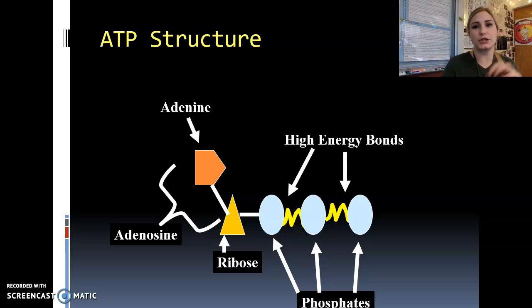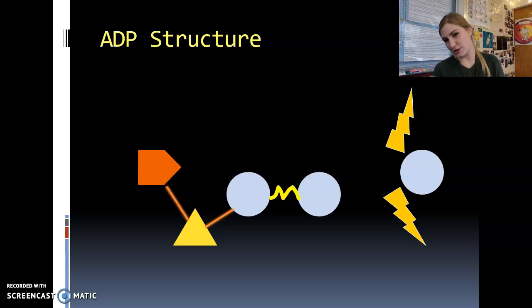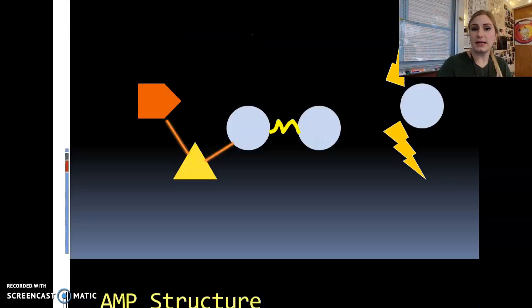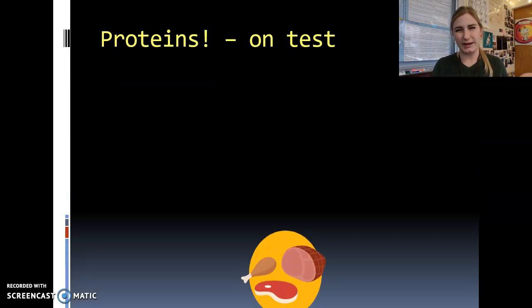You've got all of this energy, you're ready to go. It ends up breaking that bond to create ADP, and that bond breaking is an energy releasing reaction, if you remember that from the first video. And that energy releasing reaction ends up providing energy for your muscles to contract, for you to move up and down, for you to chew, for you to swallow, all of those things, that is thanks to ATP. And then we end up creating AMP. We're really not using that too much. That's just found in RNA.